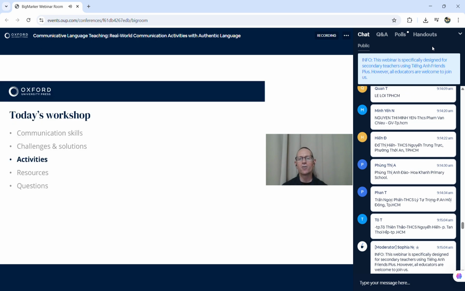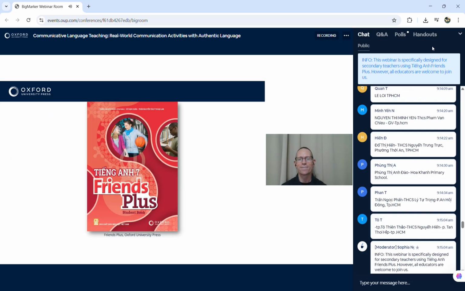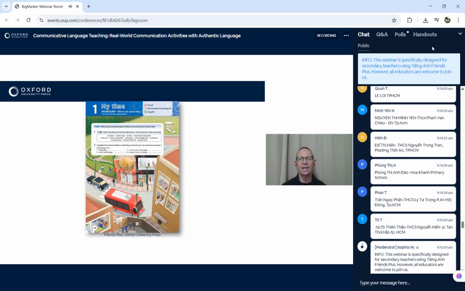during activities. I'd now like to go on to some practical activities using Friends Plus. To illustrate these, we'll look at some activities to work with vocabulary, grammar, reading passages, speaking activities, and giving presentations in class. So again, we're looking at level 7 of Friends Plus today.